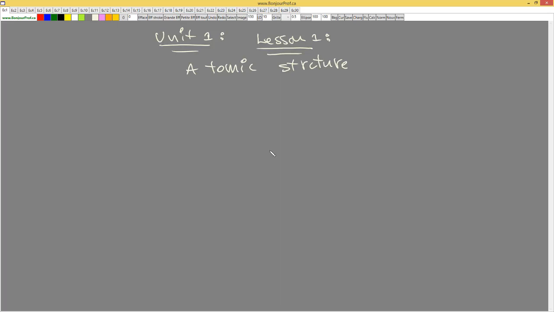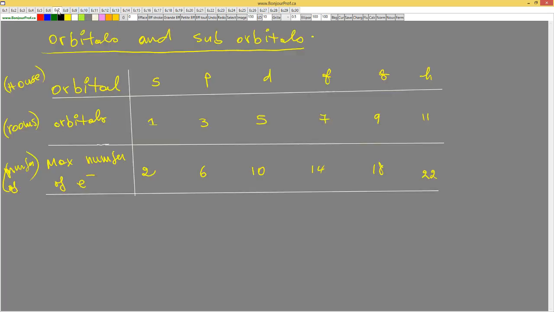So we're going to continue on Unit 1, Lesson 1, Atomic Structure. Yeah, we stopped. So we spoke about orbitals, kinds of orbitals. This is types of orbitals. We spoke about S, P, D, F, G, H. We are going to stop at F because the periodic table stops at F. We're going to see that here now.